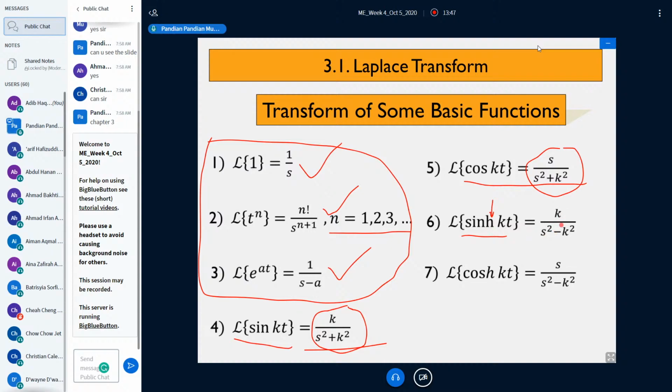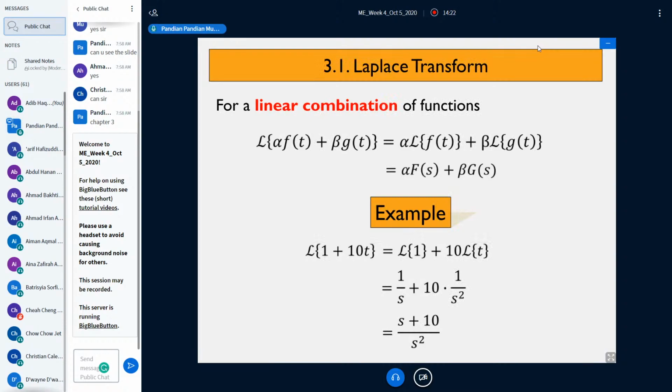Laplace of sinh kt is k over s squared minus k squared, and Laplace of cosh kt is s over s squared minus k squared. They are not the same. Cosh is not the same as cos, and sinh is not the same as sin, because this one is k over s squared plus k squared, while this is minus. Here, s over s squared plus k squared for cos, and s over s squared minus k squared for cosh. So you need this table in order to find the Laplace transform.